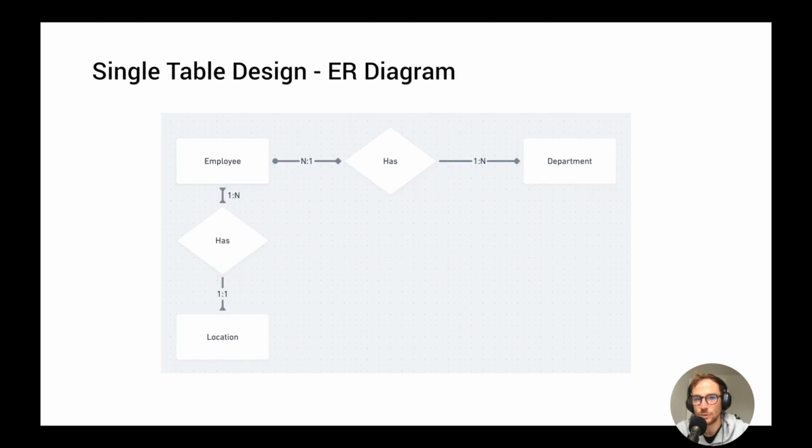The next step is to create an entity relationship diagram, very typical from SQL, but at least we have an idea of the relationships between the entities in the tables in the database. In this case, an employee can be in more than one department, just for the sake of the example, and a department, the other way around, can have more than one employee. So it's a many-to-many relationship. Same thing for the location.